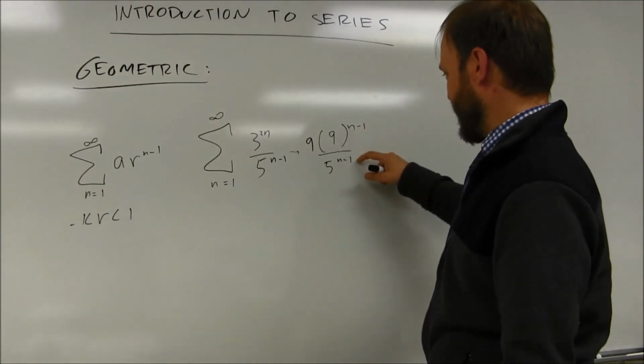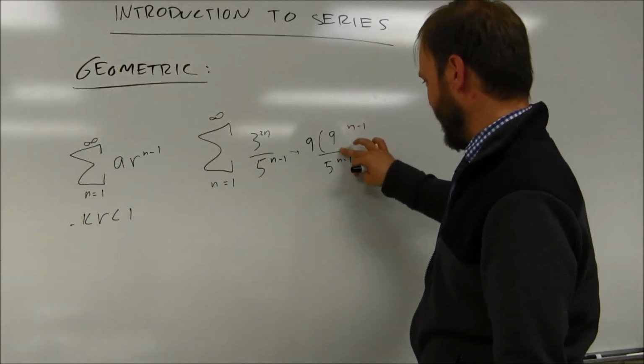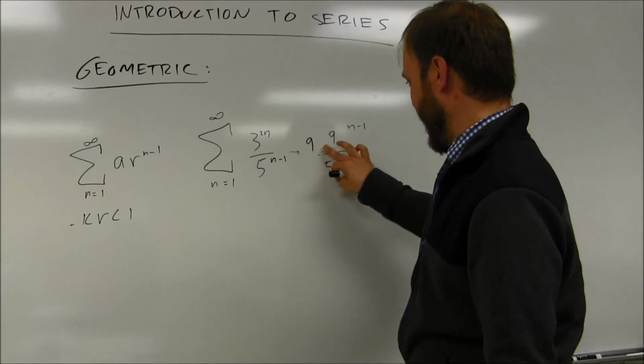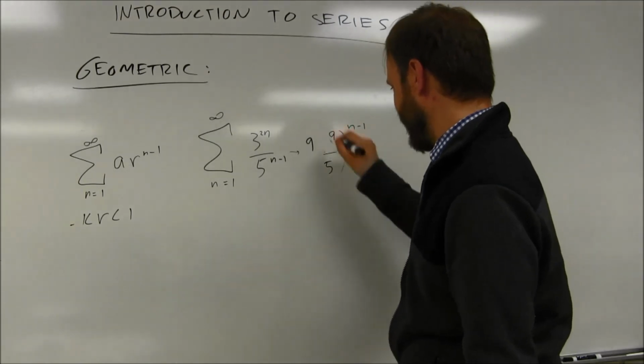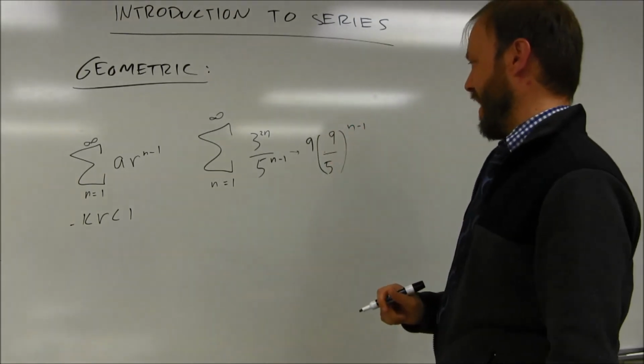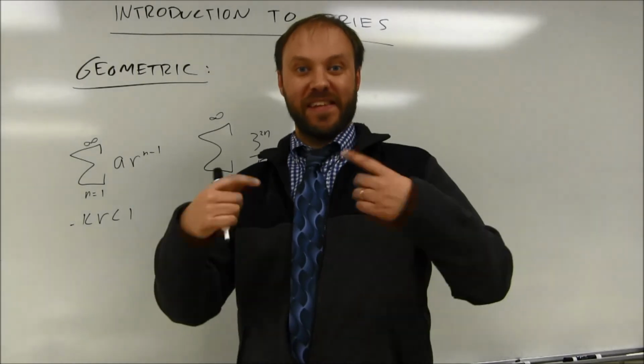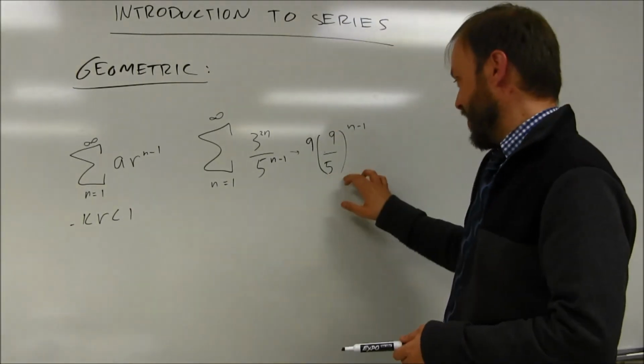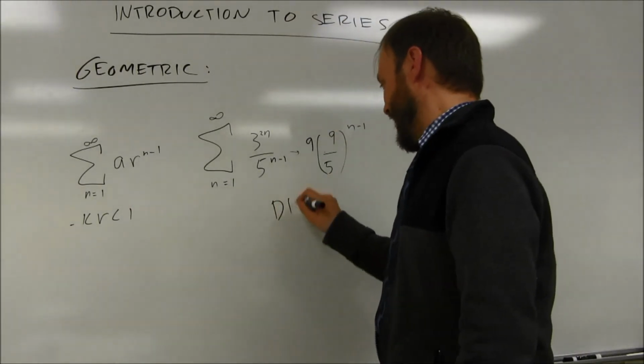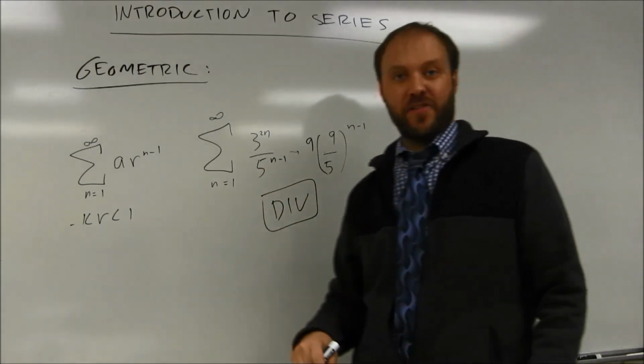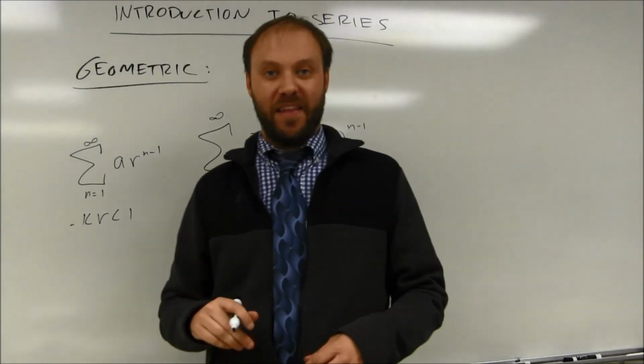Now notice something. These are both being taken to the n minus 1 power, which means I can rewrite this as the fraction 9/5 being taken to the n minus 1 power. And now hopefully you can see I'm consistently multiplying by 9/5. 9/5 is greater than 1. That is a divergent series. The terms are increasing, and at that point we're done.